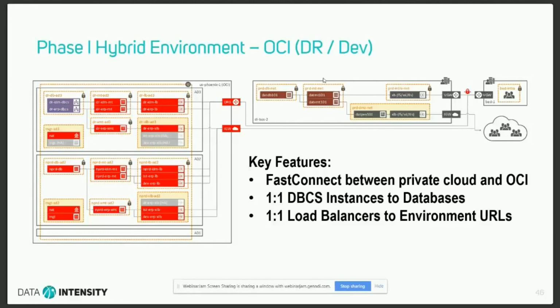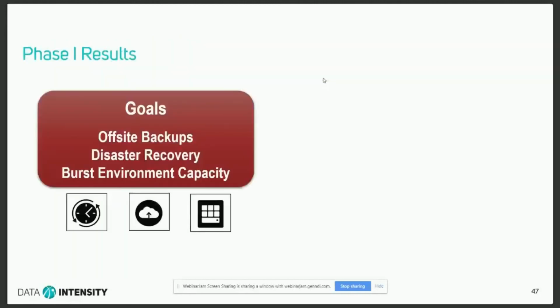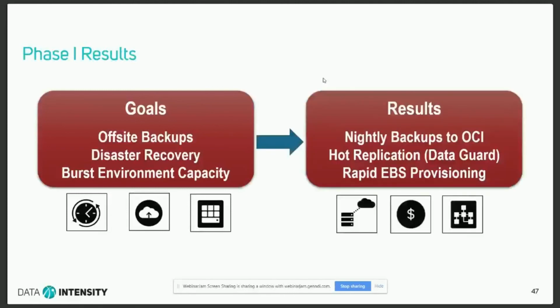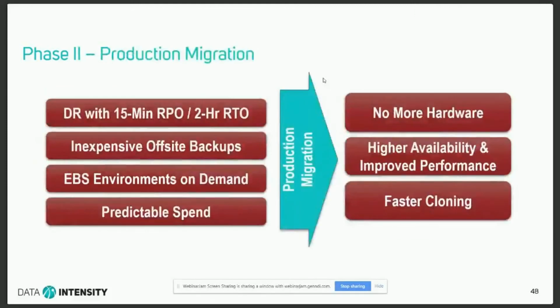So once this was done, they had a split hybrid configuration between production in the private cloud, non-production and disaster recovery in Oracle Cloud Infrastructure, where they set out with the goals of offsite backups, DR, burst environment capacity, and they are getting those results. Nightly backups to OCI, hot replication with DataGuard, and rapid provisioning of new application environments.